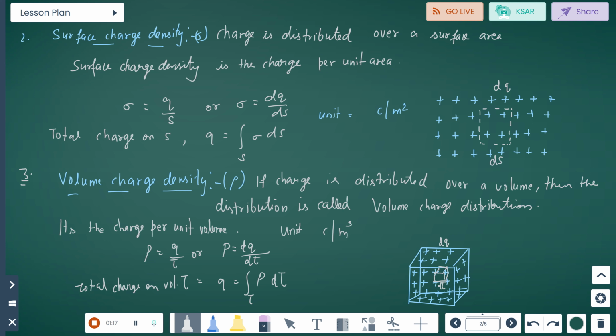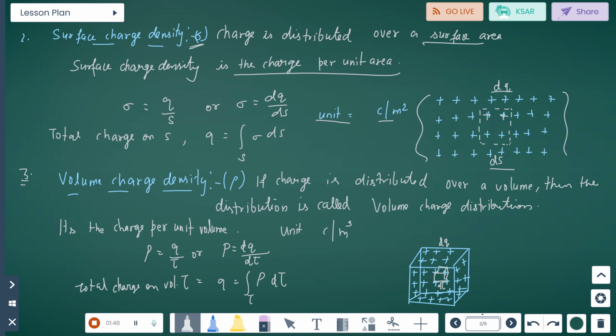Second, surface charge density. In surface charge density, represented by sigma, charge is distributed over a surface area. Here we consider a surface area. Surface charge density is the charge per unit area. We have dq and ds. Sigma is equal to q by s or sigma is equal to dq by ds. Unit is C by m square. Total charge on s is equal to integral of sigma ds.